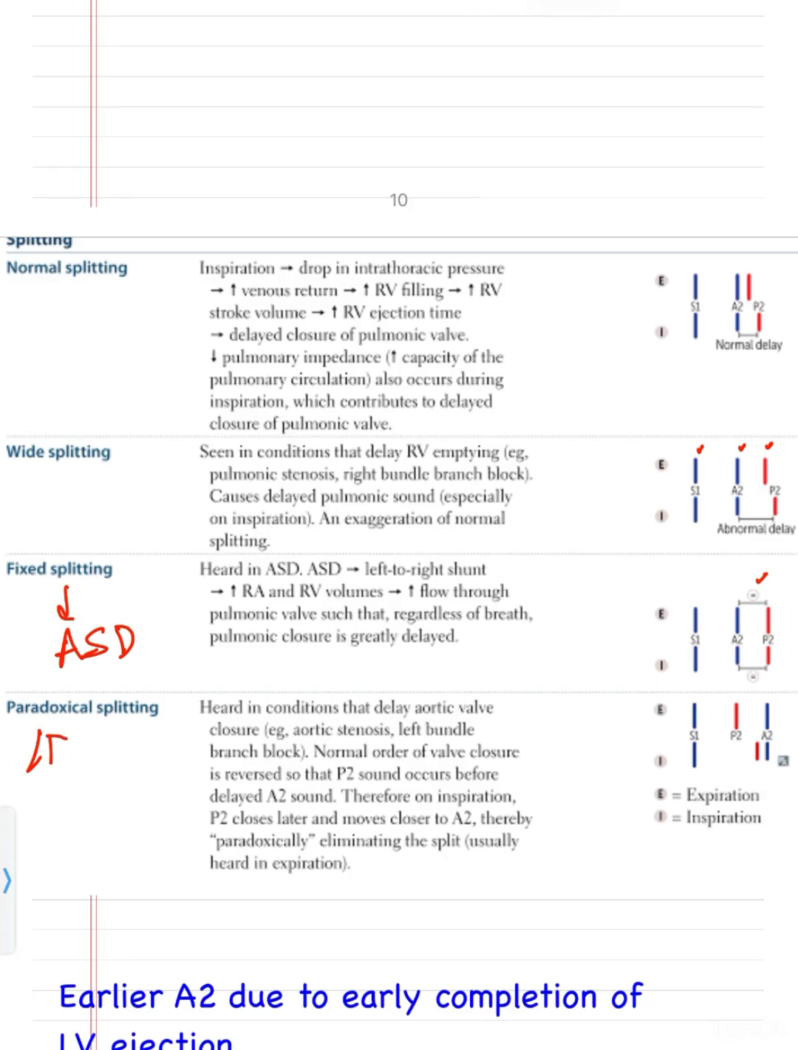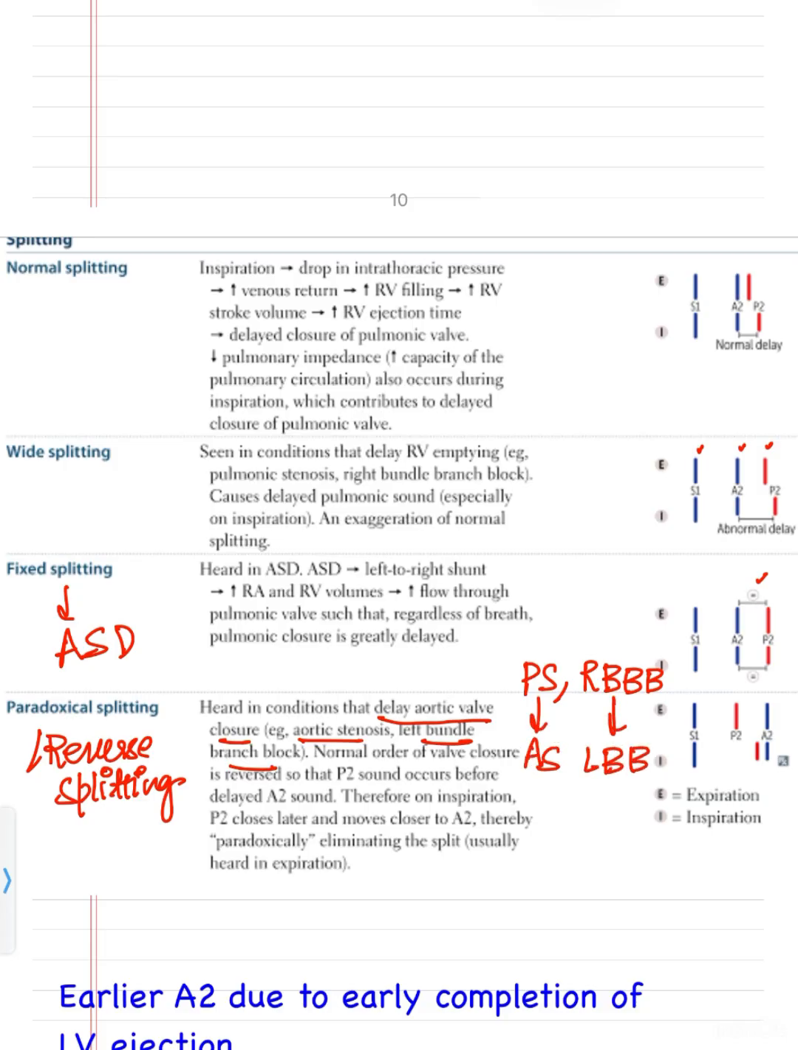Now there is paradoxical splitting, or reverse splitting. In the above conditions, we have seen that it was always the P2 which was getting delayed, but there are certain conditions in which the left ventricle takes more time to eject its blood out. So in that case, the A2 will be delayed. This is heard in conditions that delay aortic valve closure, that is aortic stenosis and left bundle branch block. Just like in wide splitting there was pulmonic stenosis and right bundle branch block, here it is aortic stenosis and left bundle branch block.